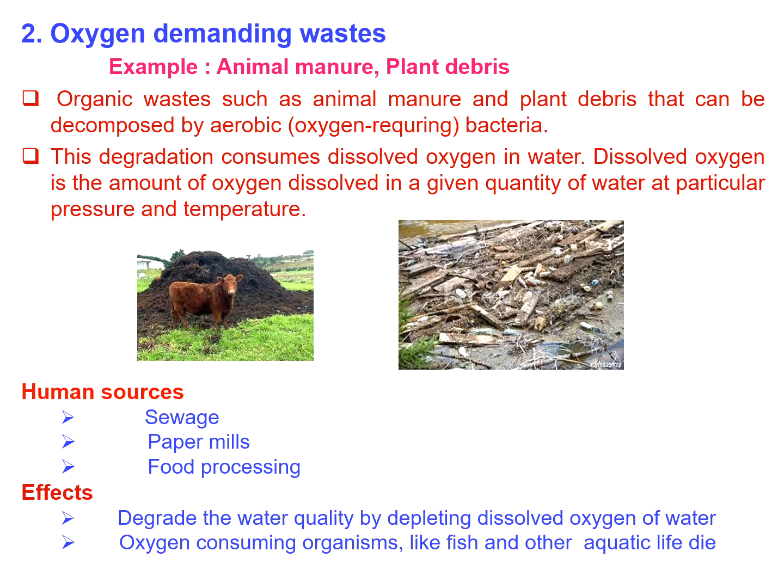The human sources are sewage, paper mills, and food processing. The effects are that this kind of pollution degrades water quality by depleting the dissolved oxygen of water, and oxygen consuming organisms like fish and other aquatic life are hampered due to this water pollution.